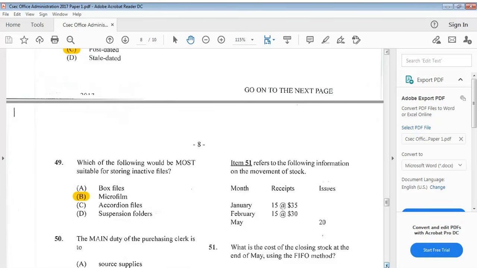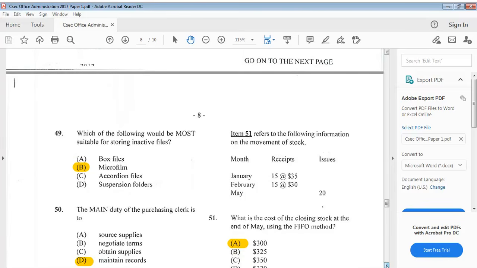Which of the following would be most suitable for storing inactive files? A, box files. B, microfilm. Or C, accordion files. D, suspension folders. This is another question that has been repeated. So many of these questions have been repeated. So our answer is B, microfilm.